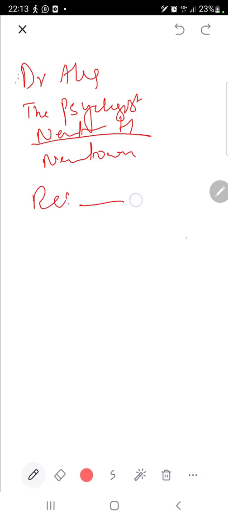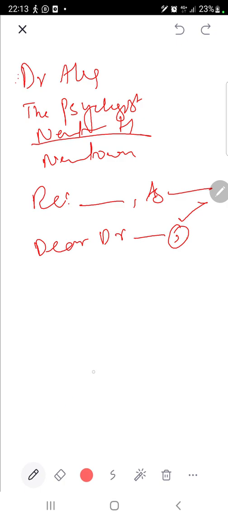Let's say Newtown Hospital, Newtown. There is no comma. And let's say regarding patient name, comma, age, Dear Doctor. I mentioned that you can put a comma over here, it's your choice. But in that case, you have to put a comma after your Yours sincerely or faithfully.